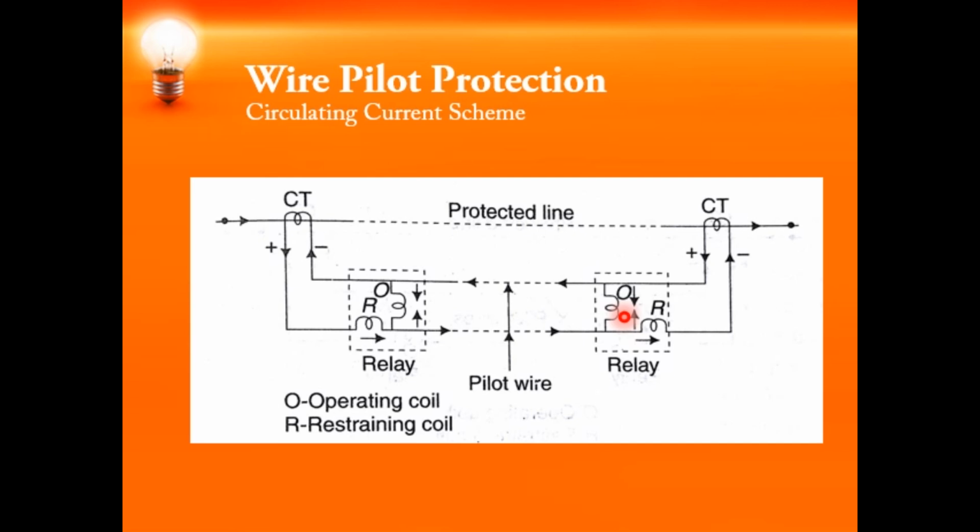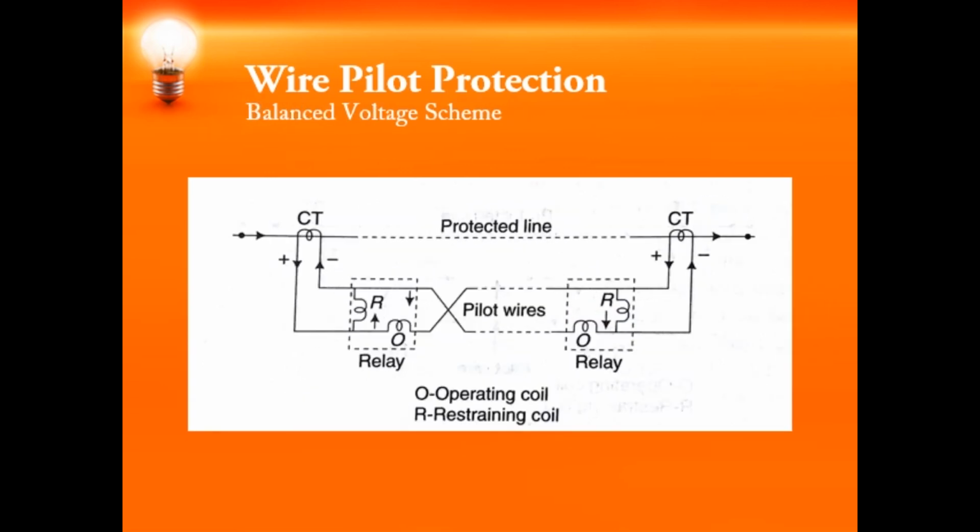Next, coming to the balanced voltage scheme. In this balanced voltage scheme, you can see that the pilot wires are not connected in the same way as in the circulating current scheme. It is a cross connection, and you can observe how the operating coil is connected. The operating coil is now placed in series with the pilot wires. In the circulating current scheme, it was placed in parallel. So that is one of the main differences.